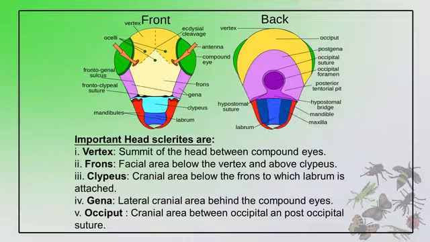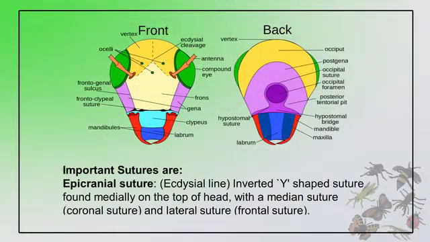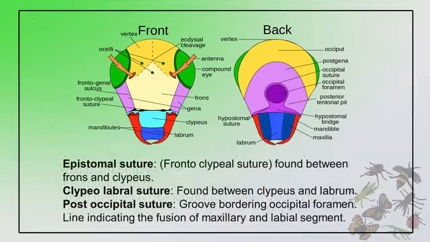And these are the sutures. Actually, the linear invaginations of the exoskeleton between two sclerites are called sutures. Important sutures are shown in the figure. Epicranial sutures, that is the ecdysial line, are Y-shaped structures found medially on the top of the head with the median sutures. And the second one is the epistomal suture, also called the frontoclypeal suture, found between the frons and clypeus.